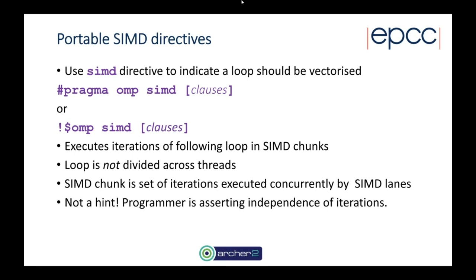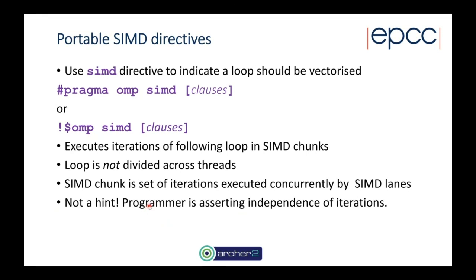To enable the functionality, you have to turn on OpenMP compilation for your code. But apart from that, it should just work as normal. The main directive is hash pragma OMP SIMD or bang dollar OMP SIMD. You put that before a loop, and that tells the compiler to vectorize that loop. It's important here, this is not a hint; this is you as a programmer telling the compiler this loop can be vectorized. This loop is safe to vectorize. So if you get that wrong, of course, you can break the code.